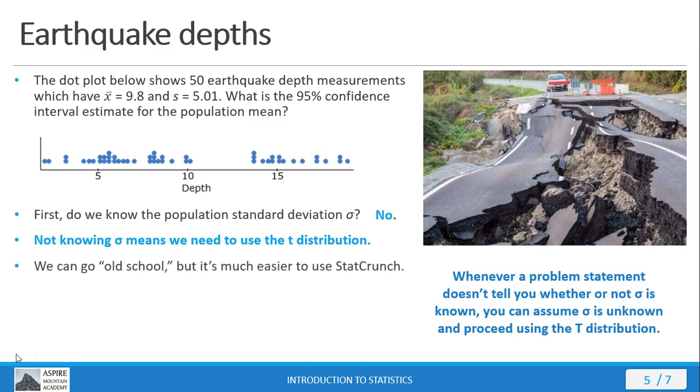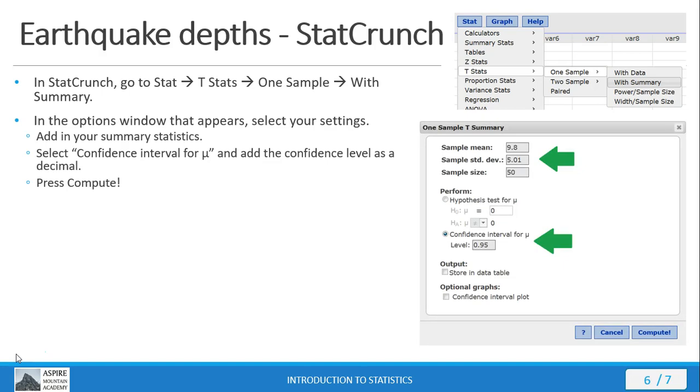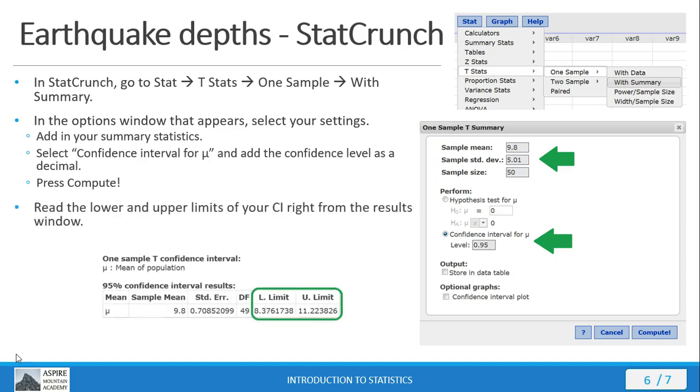You can go old school, but it's much easier to use StatCrunch. Inside StatCrunch, go to Stat, T Stats, One Sample, With Summary. In the options window, enter your summary stats, select the confidence interval radio button, and make sure the confidence level is where it needs to be. Once you've got all that, hit Compute, and out come your results. In the table in the results window, at the very end, the lower and upper limits for your confidence interval will appear.